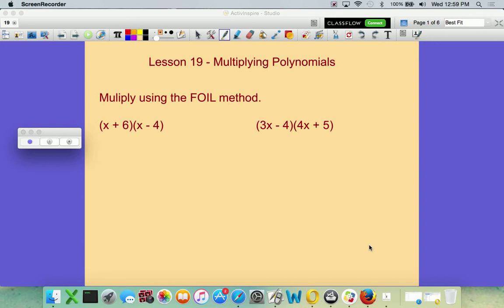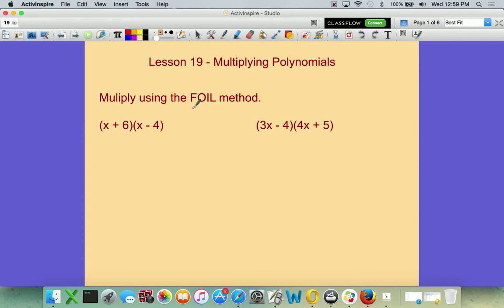Lesson 19 is about multiplying polynomials. What we have done in the past is what's called the FOIL method. Remember what that is? That is done when you have two polynomials multiplied together and they both have two terms in them. Alright, so how we do that is we take the F, which stands for multiplying the firsts together.